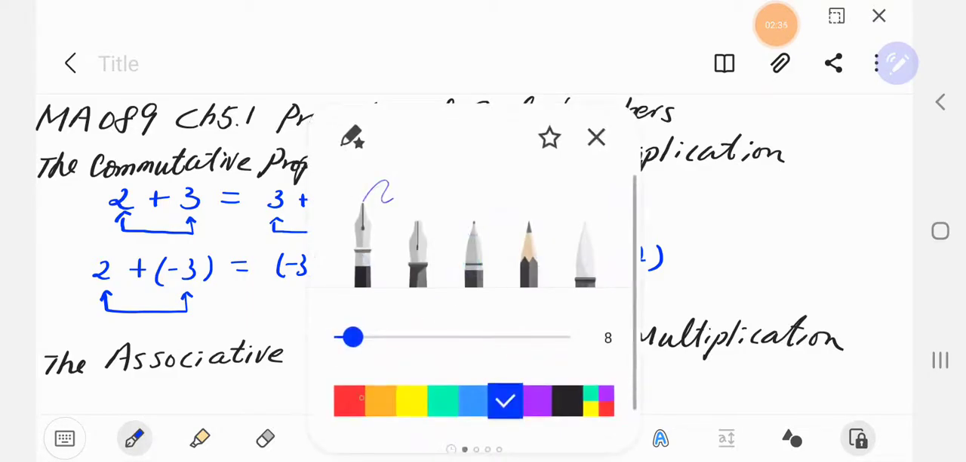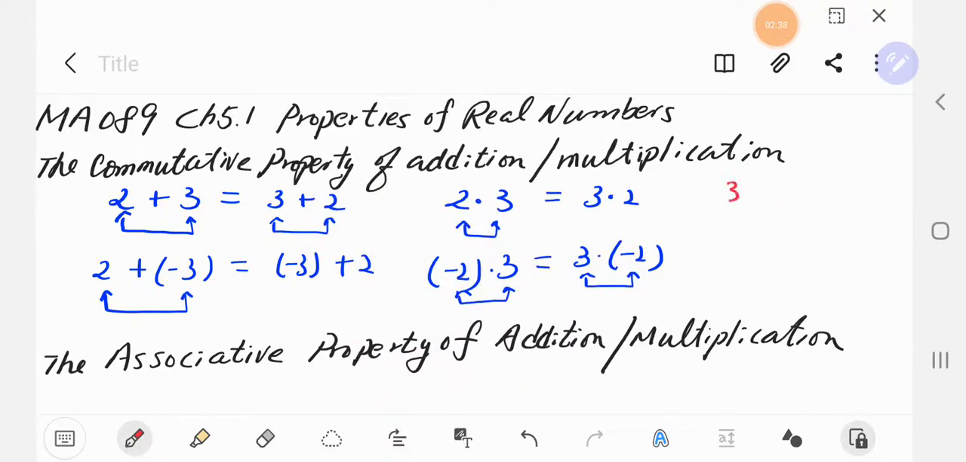But with subtraction, 3 minus 2 is not equal to 2 minus 3. In this case, you cannot interchange the 3 and 2 if this is a subtraction. If you want to apply the commutative property, you can make it plus. So 3 plus negative 2, then you can interchange these two: negative 2 plus 3. Then this is okay. But if this is minus, then you cannot change the 3 and 2. So that's the commutative property of addition and multiplication.